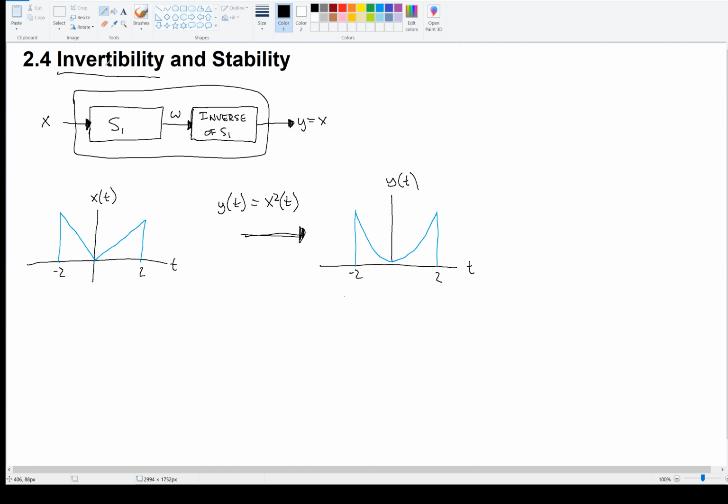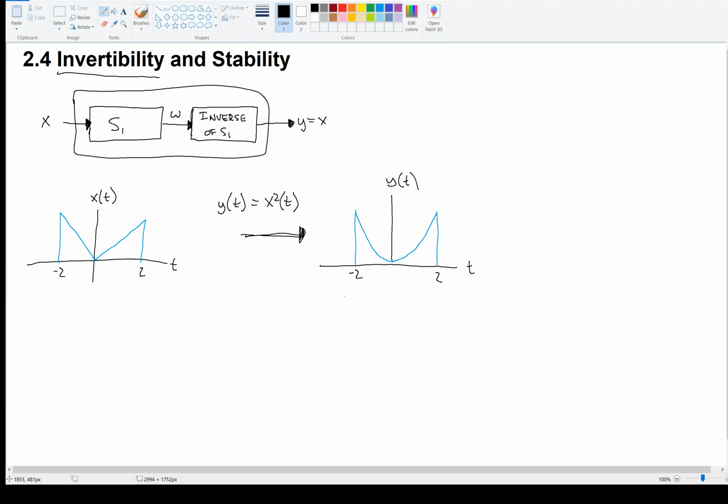And I want to emphasize invertibility is related to the system. It's a system property. It's not a property about the signals. So my system is the squaring system. I can send whatever I want into the squaring system. For this example, if I send this thing into the squaring system, this is what I would get out of the squaring system. And we want to know, is the squaring system invertible or not?